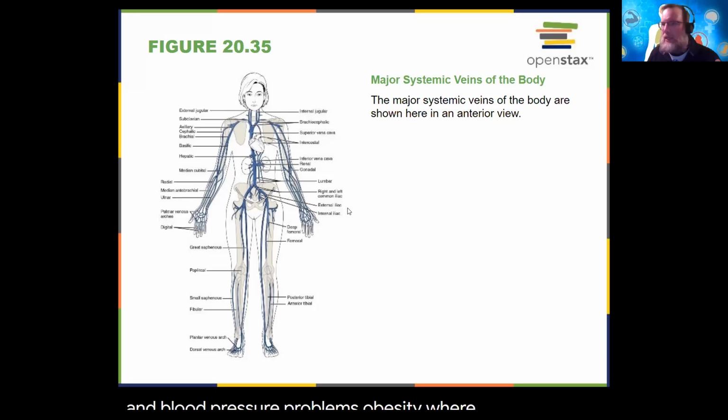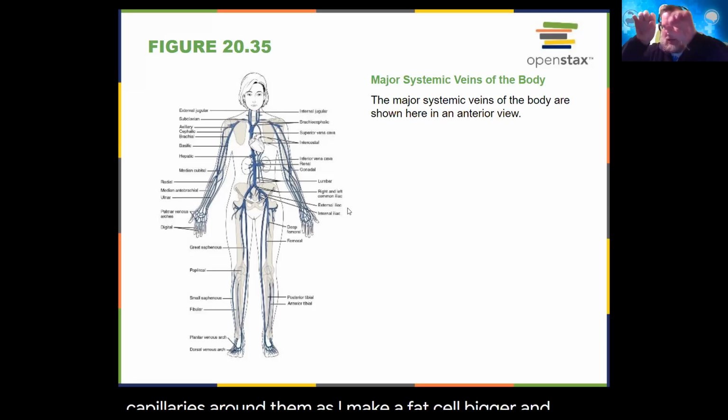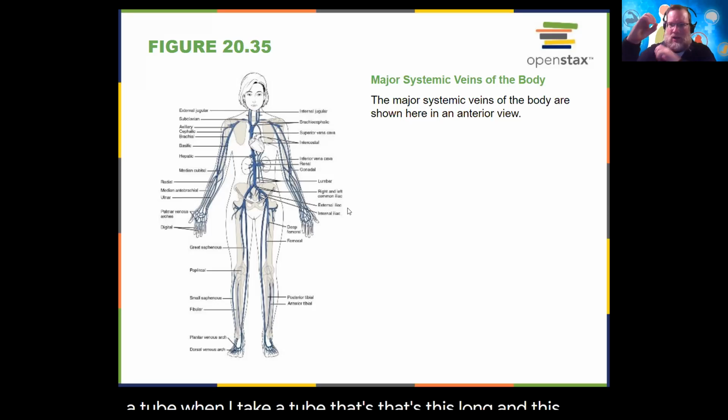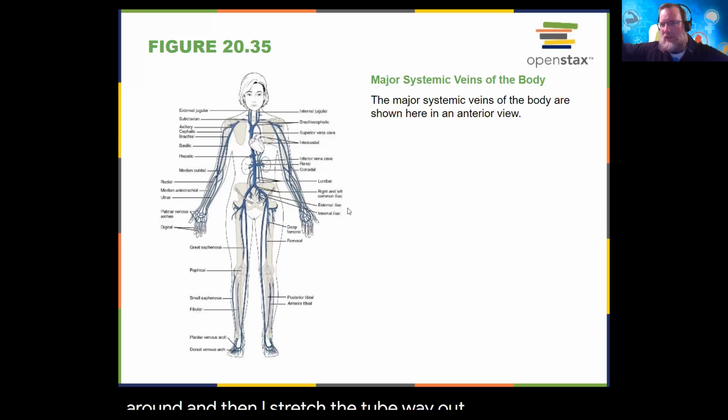Obesity, we're seeing the obesity epidemic is wreaking havoc on capillary networks, because as we expand fat cells, they have a lot of capillaries around them. As I make a fat cell bigger and bigger, it actually stretches out the capillaries. When I take a tube that's this long and this big around, and then I stretch the tube way out, the diameter of the tube actually shrinks, right? So we know that obesity causes capillary diameter to decrease.